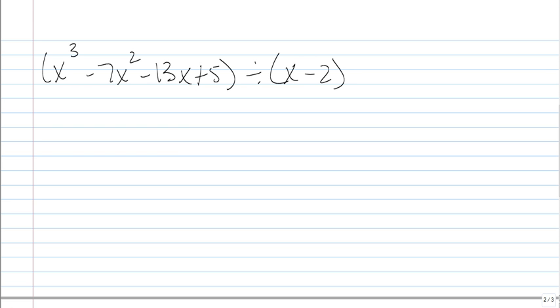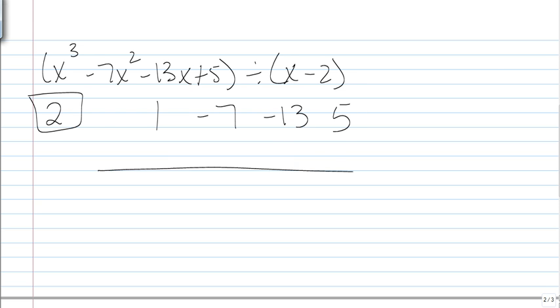Okay, so once again, the opposite of this number right here will go in a box. So now we'll put positive 2 in a box. Now let's write down all of our coefficients. Make sure you have all of your terms accounted for and that you're in descending order. Yes, we do. We have a 1, negative 7, negative 13, and a 5. Remember, you bring down your first term, and when you're below you multiply, and when you're above you combine.